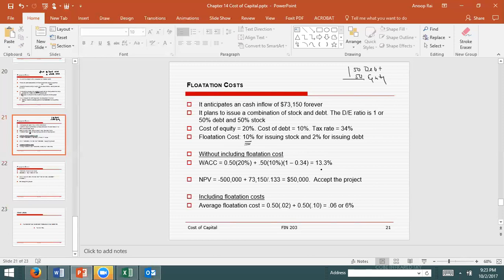So we end up with a weighted average cost of 13.3%. I'm sorry, this is without including the flotation costs. So the cost of capital is 50% of it is stock, 50% of it is debt, take away the taxes, 13.35. Now, if you're doing a net present value analysis, remember, this is going forever. So anything that's cash flow is forever. Let me just draw it here.